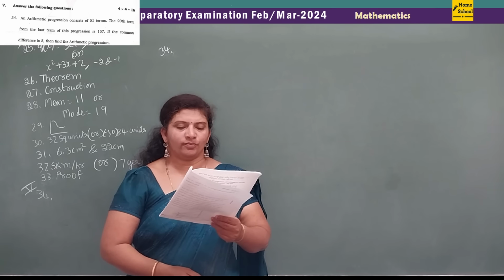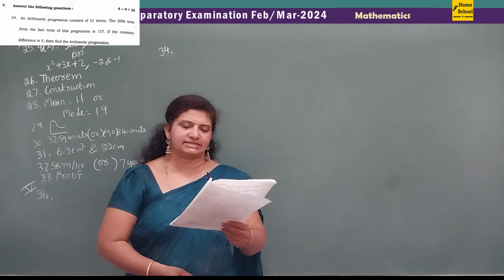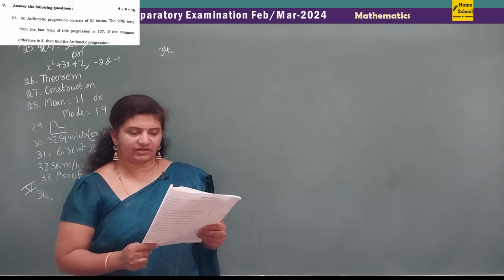Fifth main, answer the following questions. Each question carries 4 marks. 4 questions will be there. 4 4s are 16 marks. And the numbering starts from 34.